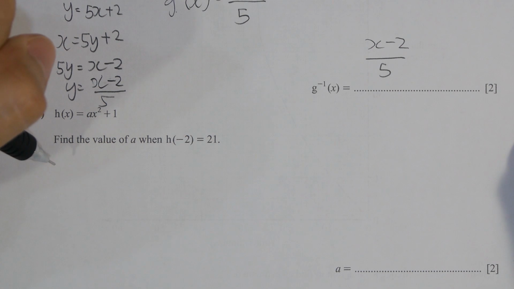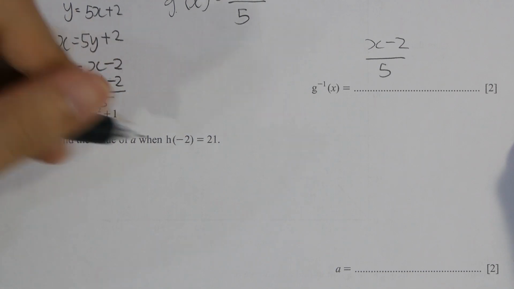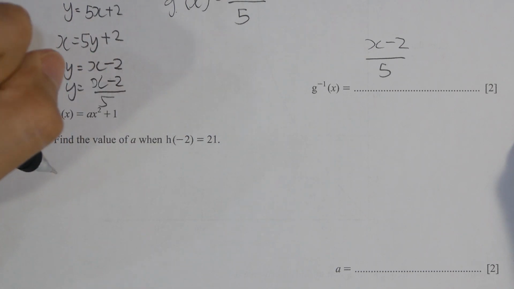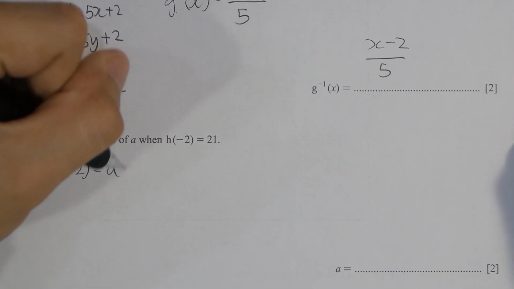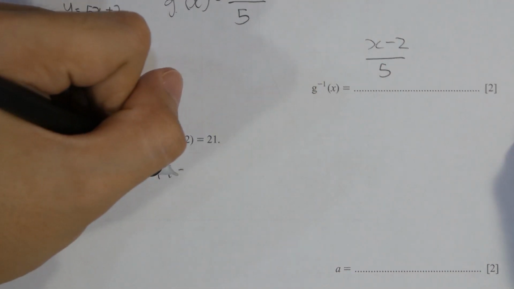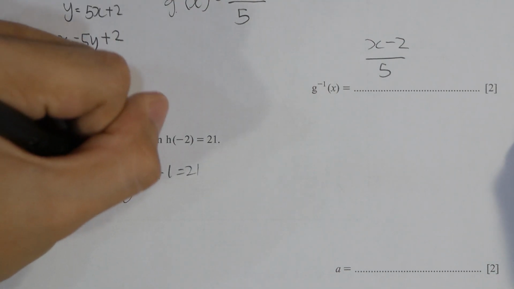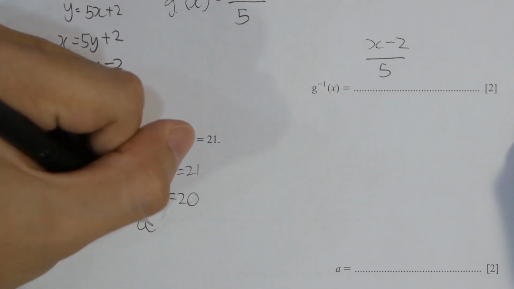Whereby for part B, okay, simply substitute the negative 2 into the x position. Okay, then you get 4a plus 1 equals to 21. So by running the calculation, you will get a's result as 5.